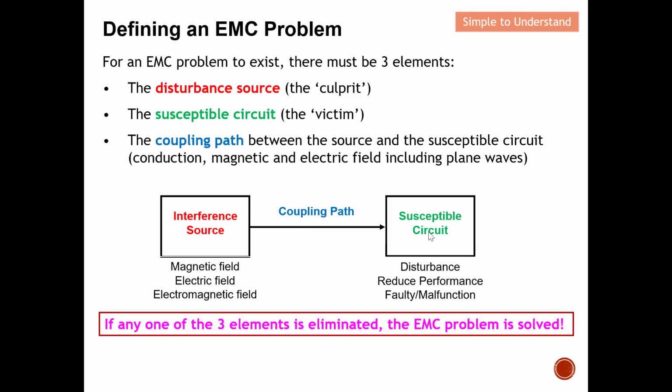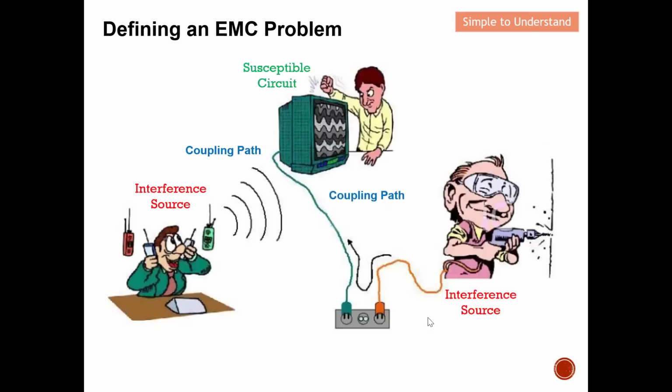Then again, with this, our EMC problem will be resolved. So basically, in short, if we can remove the source of the noise, if we can make the victim stronger, or if we can cut the path from the source to the victim, then the EMC problem will be resolved. So in short, if you remove any one of them, you actually solve the problem of EMC.